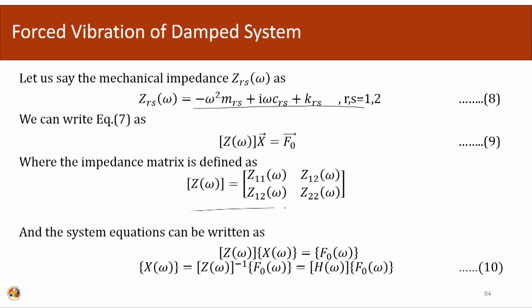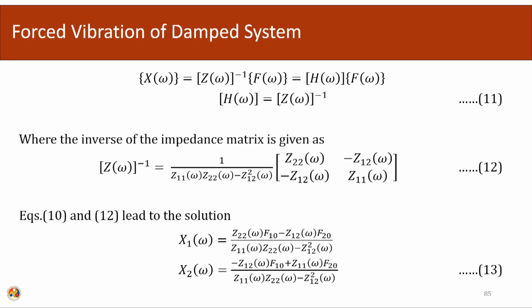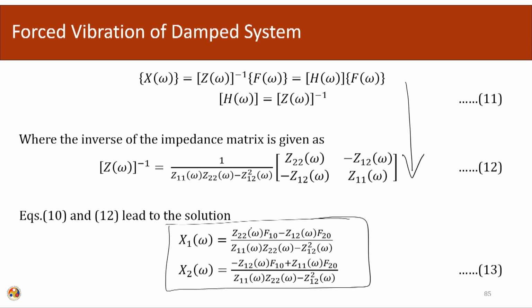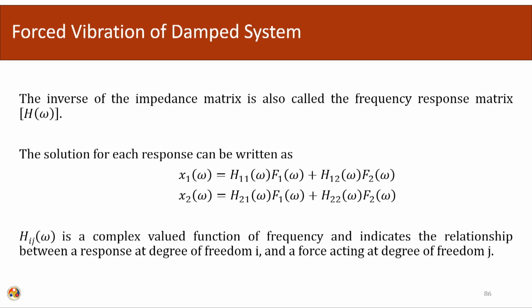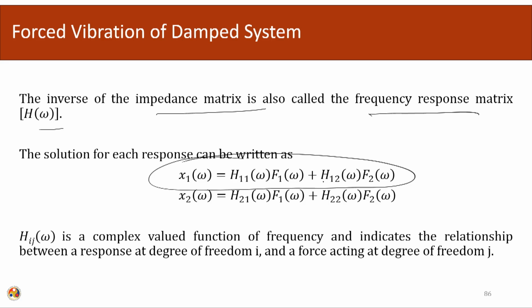So, we introduce an impedance matrix, and from there, if we follow the matrix manipulations, we can directly write down the solution for the displacements. The inverse of the impedance matrix is also called the frequency response matrix. So, here, instead of representing the solution in terms of time, we are representing it in terms of frequency. With this we come to the conclusion for the 2 degree of freedom system.